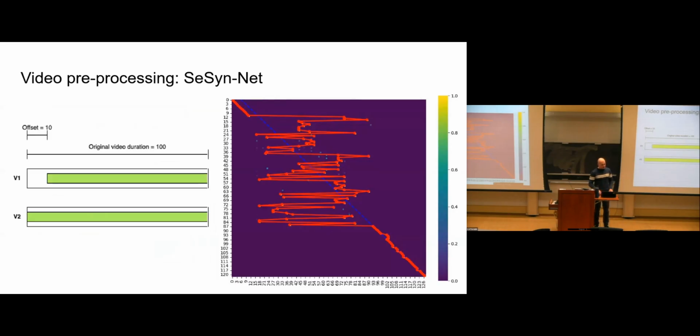So the SessionNet approach was to take two video pieces that are synchronized, cut off the first part of the video, and then essentially ask how much of the video was cut off. On the right hand side, you can see the blue line represents the correct offset. So you would expect all of the red dots that correspond to the maximum values to line up along the blue line, but this is not what's happening.